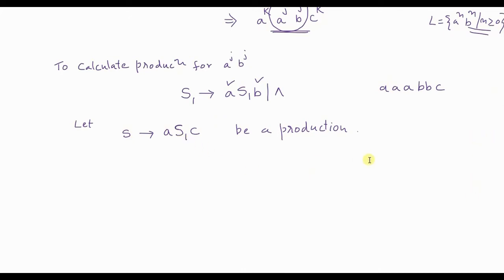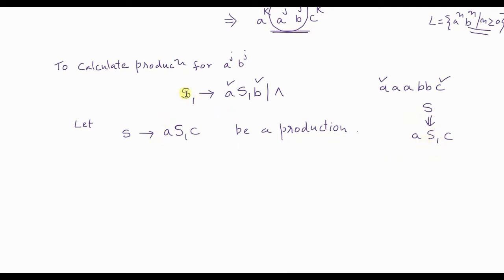Okay, so let's trace it. I start with S, the start symbol. There is only one way S can be replaced: with A S1 C. So I will replace S with A S1 C, which will take care of this A here and this C here. So you will get an A here and a C here. Fine. Now what remains is that there has to be exactly 2 A's and exactly 2 B's. Since S1 is there, from S I have reached S1.